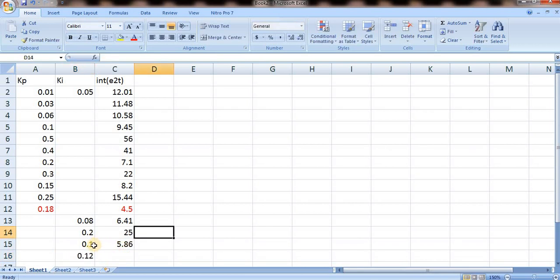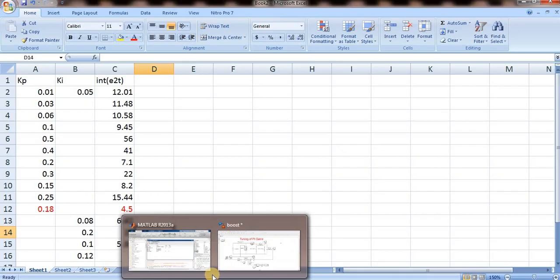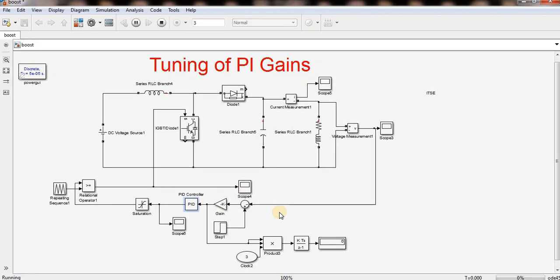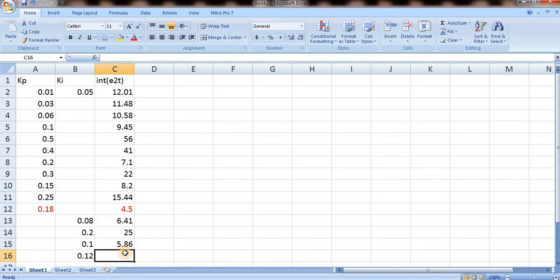Then I can conclude whether I have to go below 0.1 or above 0.1. I can take 0.12 as my ki. Then I can come to know whether I have to increase my ki beyond 0.1 or decrease my ki below 0.1. That I can get by comparing with 0.12. See, now it is 7.5. So I should not go beyond 0.12.